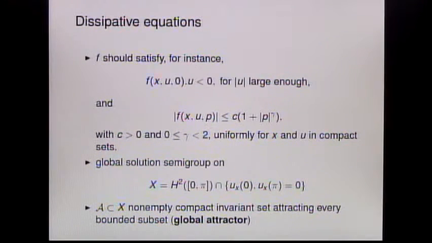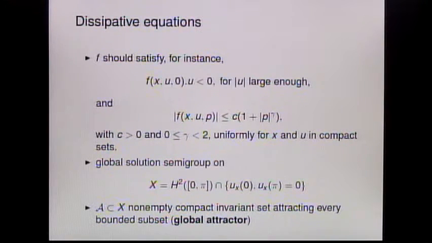If we are dealing with a dissipative equation, then we have guaranteed the existence of a global attractor for our semiflow, which is a subset in the phase space X defined in this way: a non-empty compact invariant set attracting every bounded subset of X. So in this case, we have guaranteed this object in our phase space.